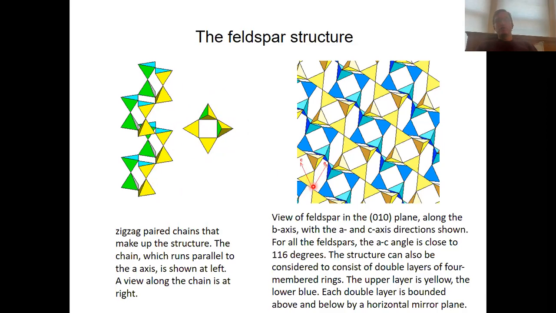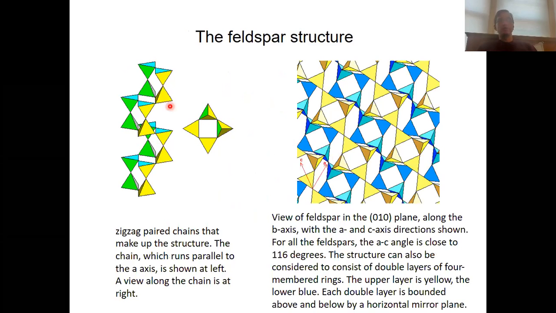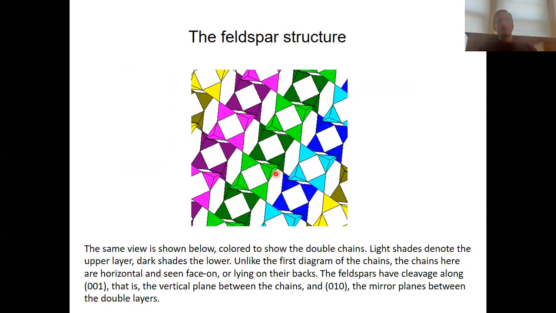So the A direction would be here, and therefore all these four-membered rings, you see here, are arranged in the A direction. Now you see the same, and in this view, we again look along the B direction. But here you see these zigzag chains more clearly because they're all of the same color.